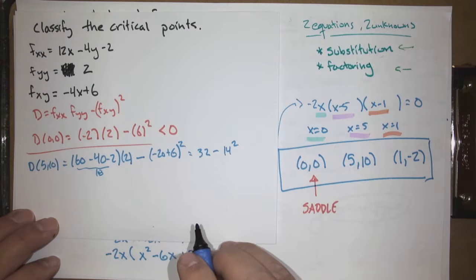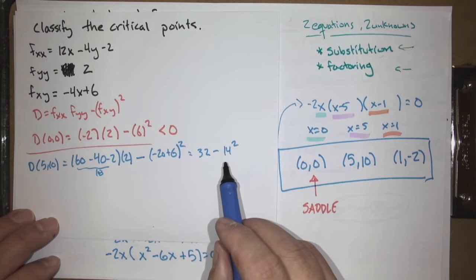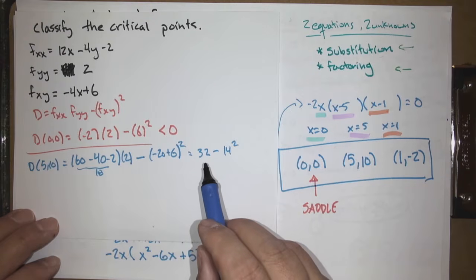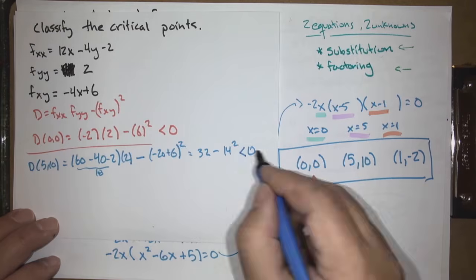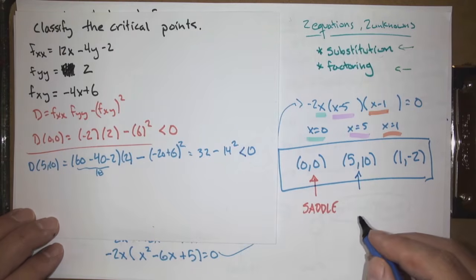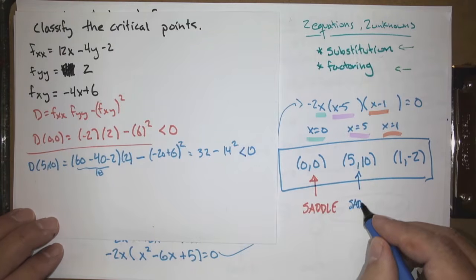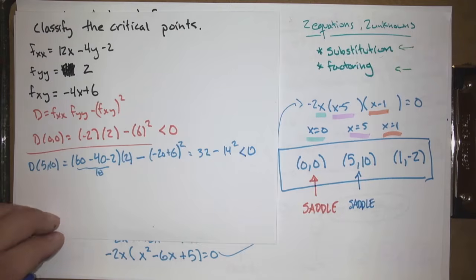We don't actually need to know the number. The question is, is 14 squared bigger than 36? Yeah. So what's the sign? Negative. So what's 5, 10? Saddle. Spoiler alert, you will get lots of saddles. Just to be honest with you, with the functions we deal with, expect many saddles.